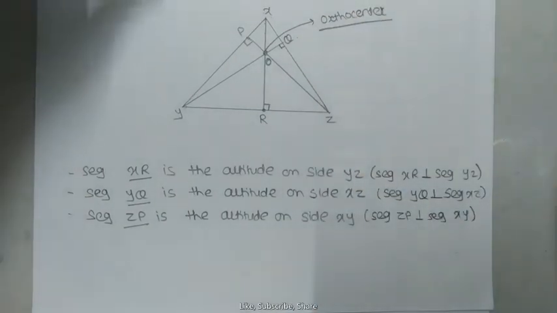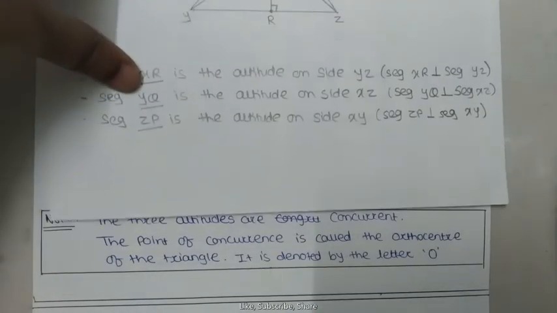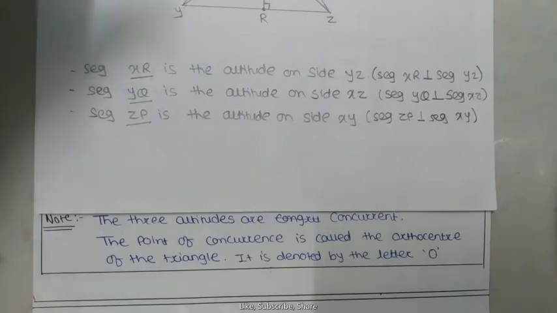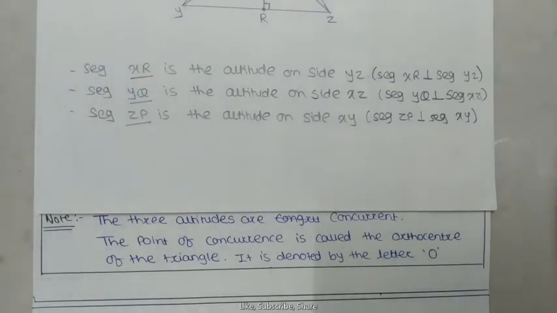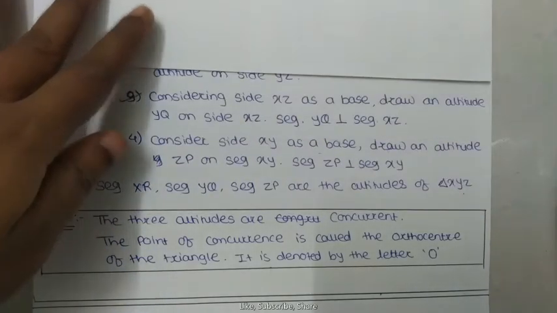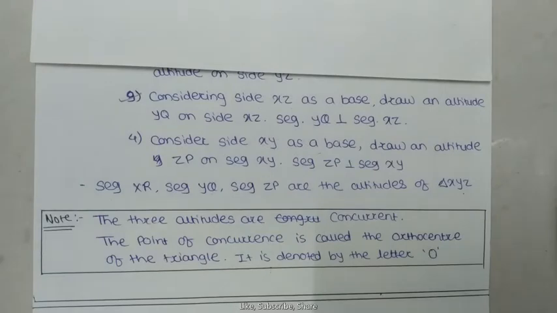Clear? Orthocenter. Okay. So now in this way we have to draw all the altitudes of the triangle from the given vertex. Now we have to see the locations of the orthocenter of a triangle.